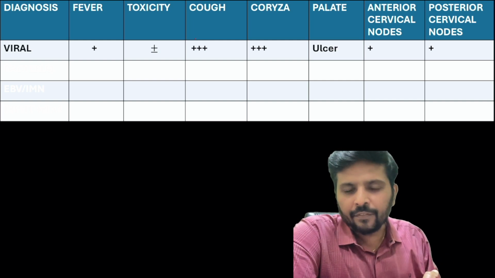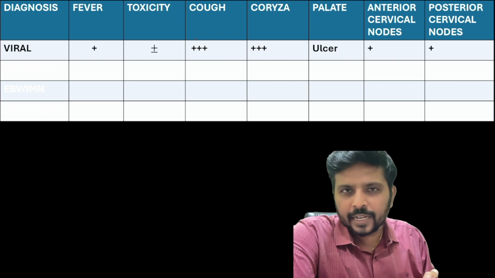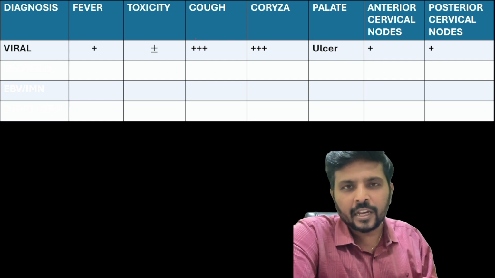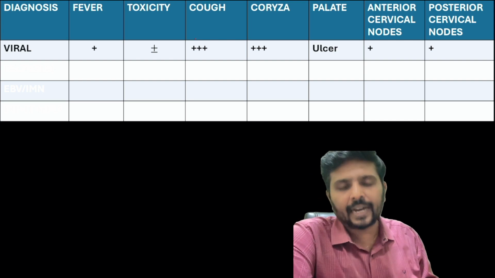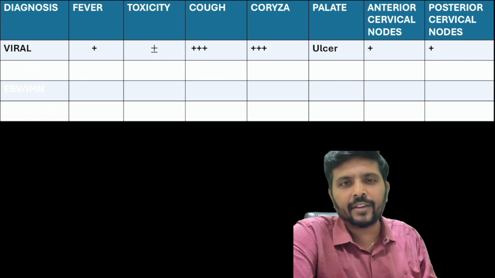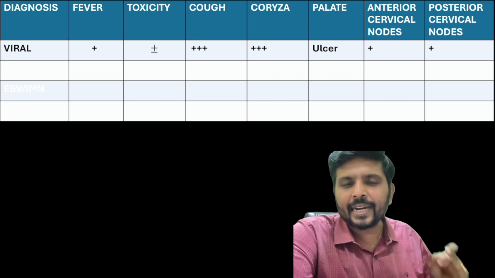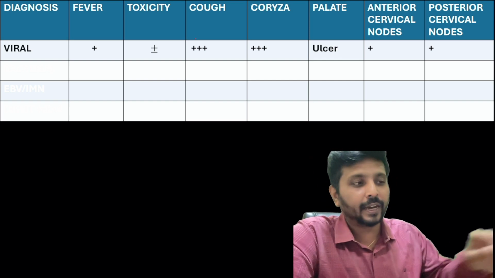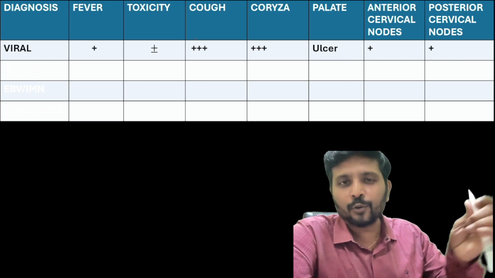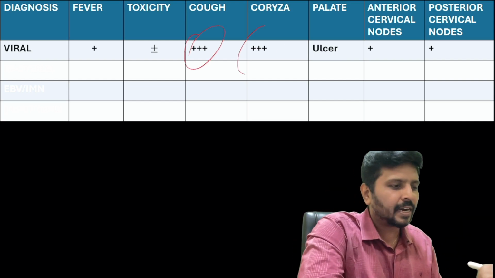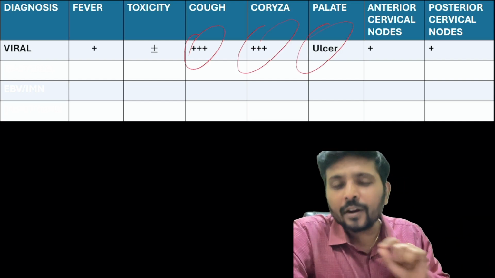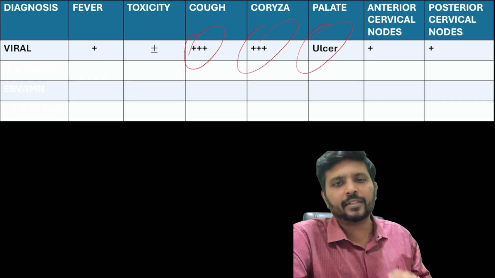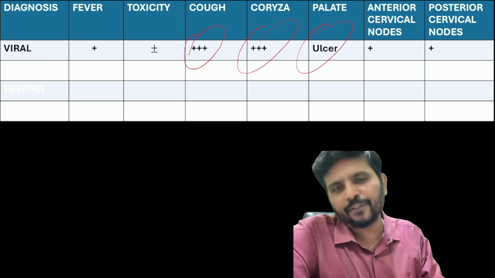Yes. If it is viral pharyngitis, what are all the manifestations it will have? Just remember, when you have a cough, coryza, and palatal ulcer, it is more in favor of a viral pharyngitis. Fever will not be that high. There will not be any toxicity after giving paracetamol. And you can have insignificant cervical anterior and posterior group of nodes. I repeat, the presence of cough, coryza, and palatal ulcer is more in favor of a viral pharyngitis. You don't need to give any treatment. Just paracetamol alone is sufficient.